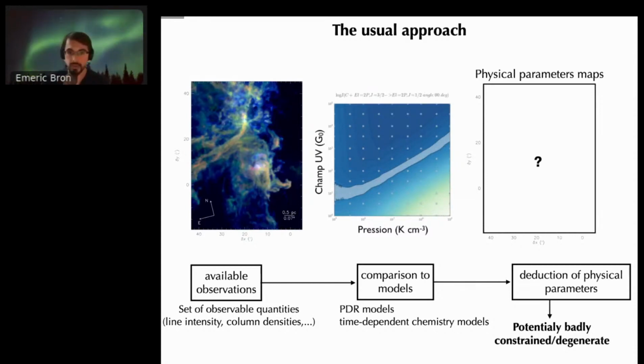The way we usually use models in comparison with observations is that we have observations of some molecular lines. We compare them to models to see which region of the space of physical parameters of the model can explain the observations. And then we do this at each of the pixels of the map, and we deduce for each pixel the values of the physical parameters. But if the lines that we have observed do not give enough information on the physical parameter that we're trying to constrain, we might have very badly constrained or degenerate values of our physical parameters.